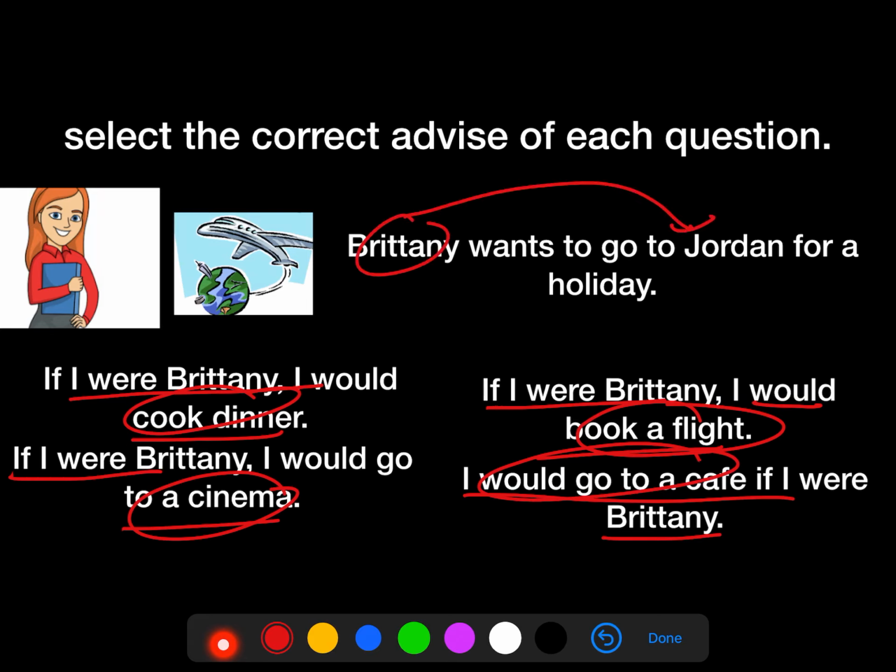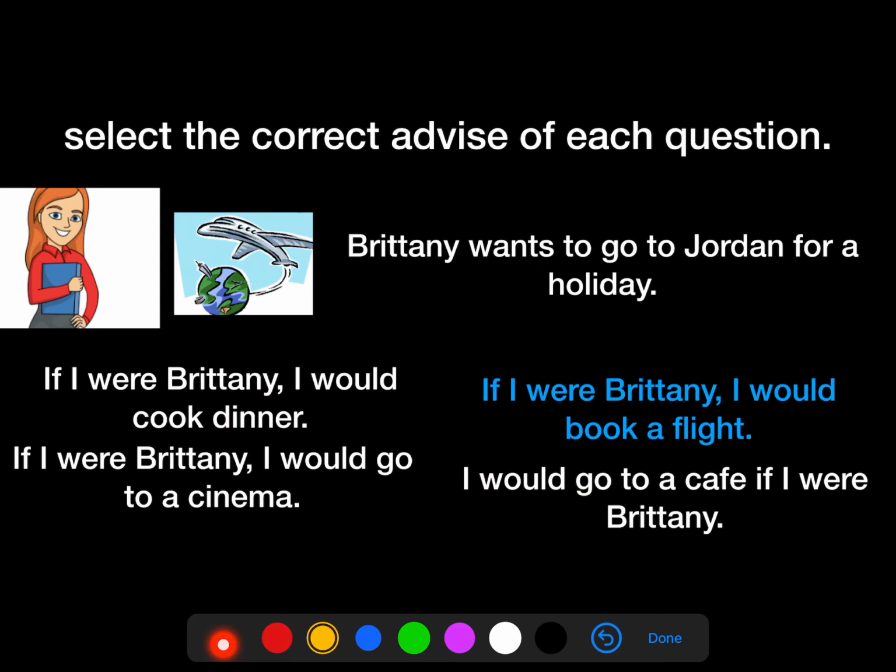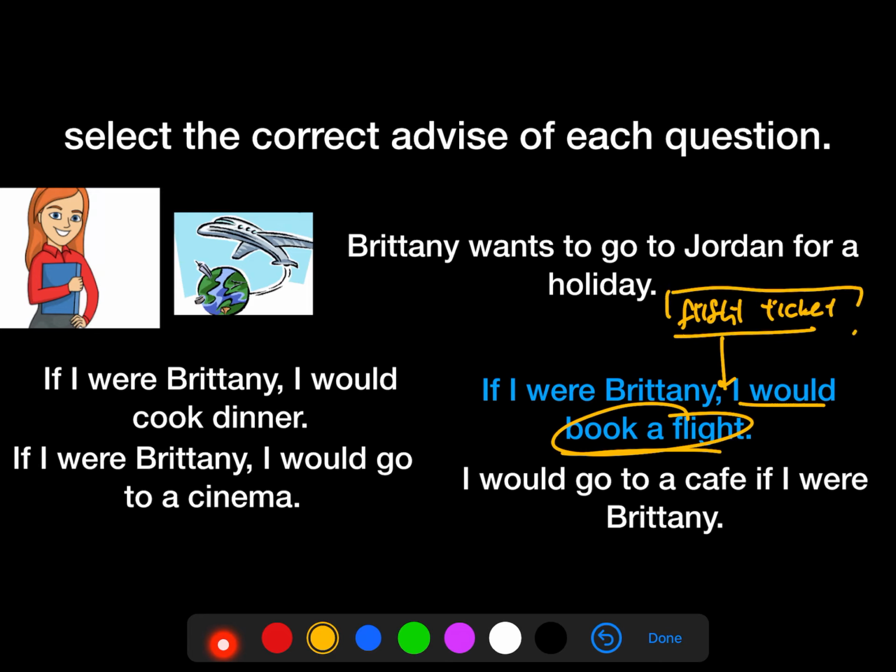Brittany wants to go to Jordan as a travel. Which would be the correct advice for Brittany? The answer is "I would book a flight." Why? Booking a flight means buying a flight ticket, an airplane ticket. So this answer, if I were Brittany, I would book a flight, would be the fastest and correct advice for Brittany at the moment. Very good.